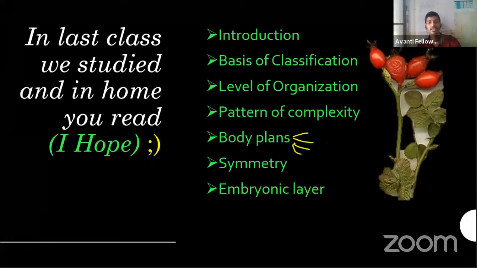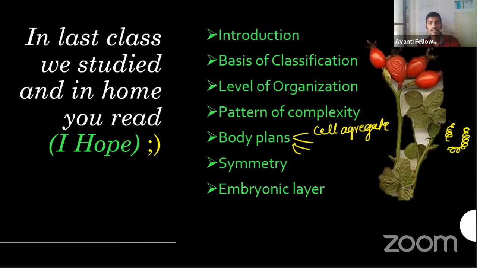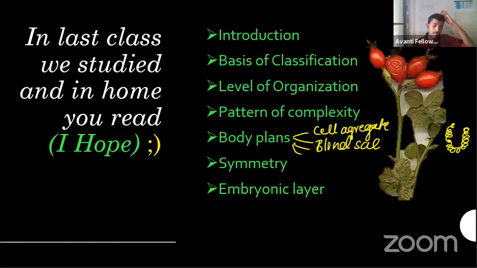How we differentiate into cell aggregate. Cell aggregate means cells are simply arranged in this way, and there are no specified entry and exit points. Simple openings will be there everywhere. That's called cell aggregate. Then we go for a blind sac plan, or body sac plan. There, only one opening will be there, and that opening acts like a mouth and also as an anus, right?